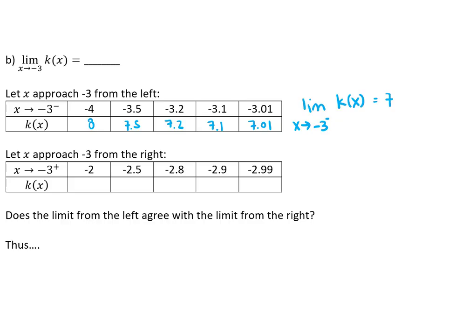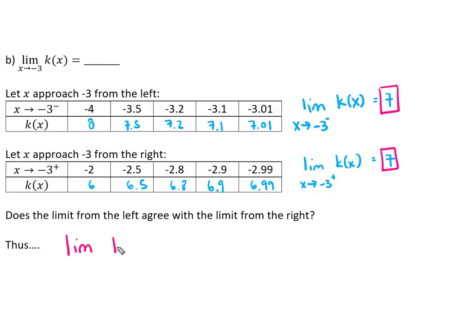Plugging in numbers headed towards negative 3 from the right, we would get k of x is 6, 6.5, 6.8, 6.9, and 6.99. So the limit of k of x as x approaches negative 3 from the right-hand side is also 7. So if we ask, does the limit agree from the left and the right? Yes, both of these approach 7. Therefore, the limit of k of x as x approaches negative 3 is 7 overall.